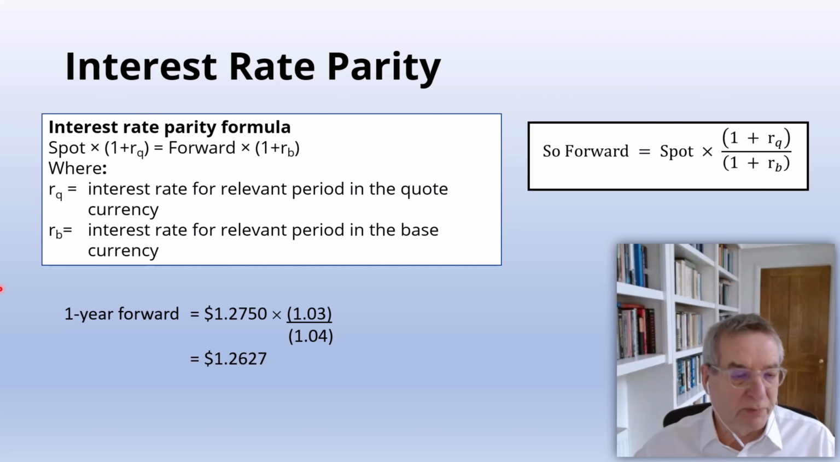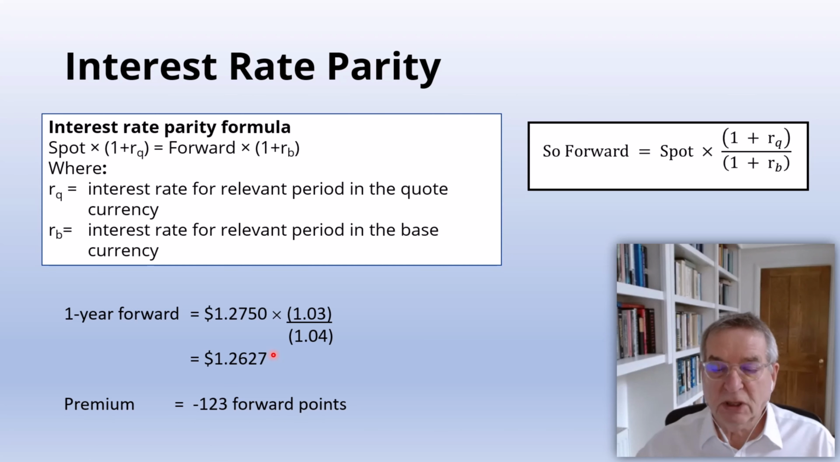And if we plug the appropriate values in, we can see that we have the spot multiplied by 1.03 over 1.04, which gives us the 1 year forward rate of 1.2627. And the way that that is typically quoted in the Forex market is that we would take that forward rate and subtract the current spot rate. And in this case, that would lead to this amount here, which is negative 123 forward points or forward pips.